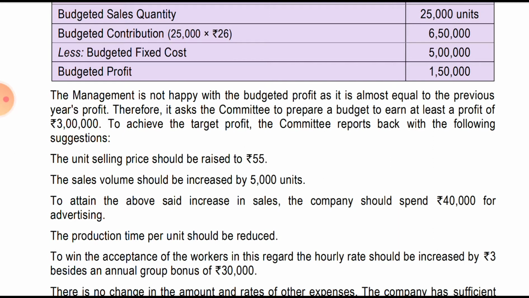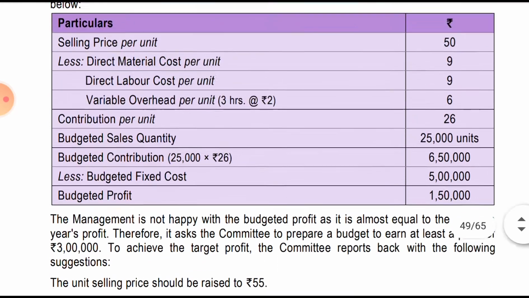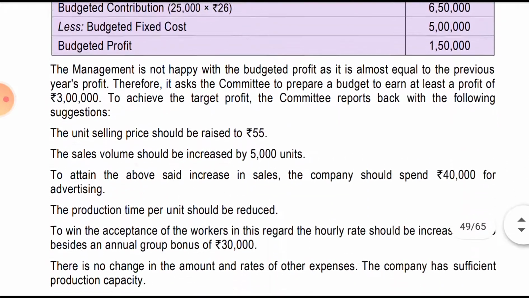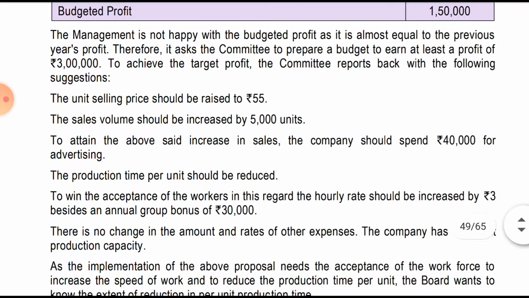The production time per unit should be reduced. Production time per unit, so this variable cost is 3 hours into 2, it is 6, and direct labor also hours will remain basically same, so 3 hours into 3 per unit, so 9. That 3 hours we have to reduce to win the acceptance of the worker.